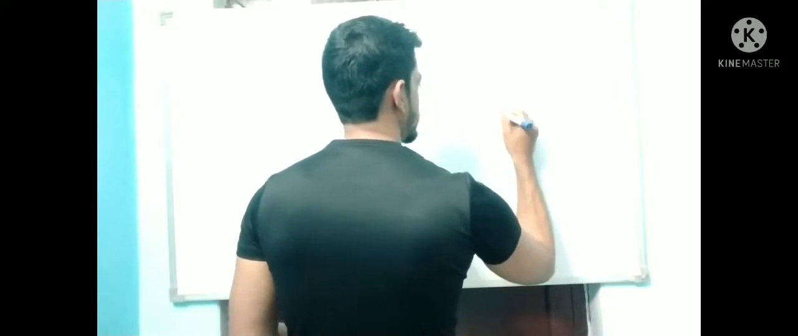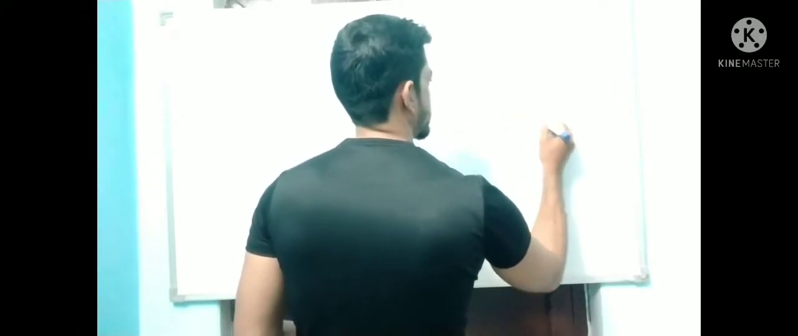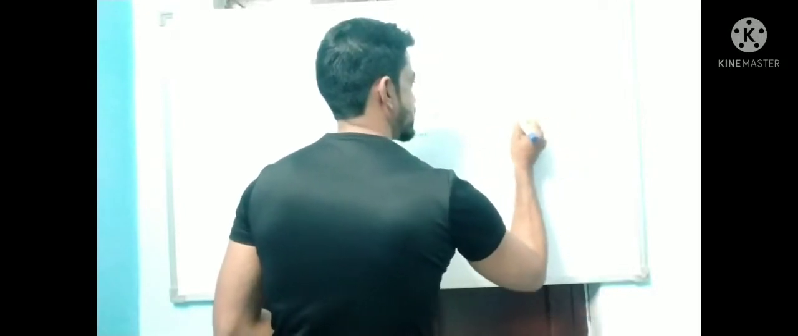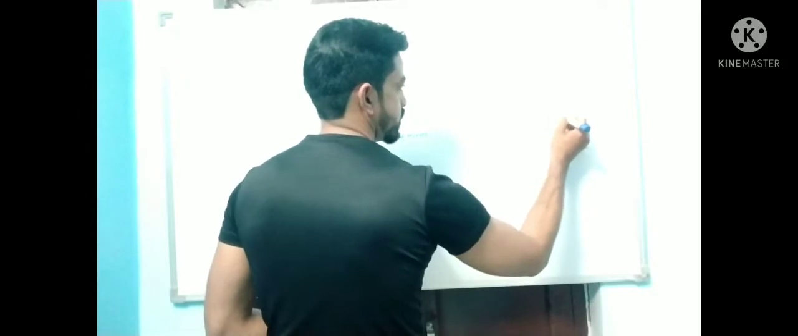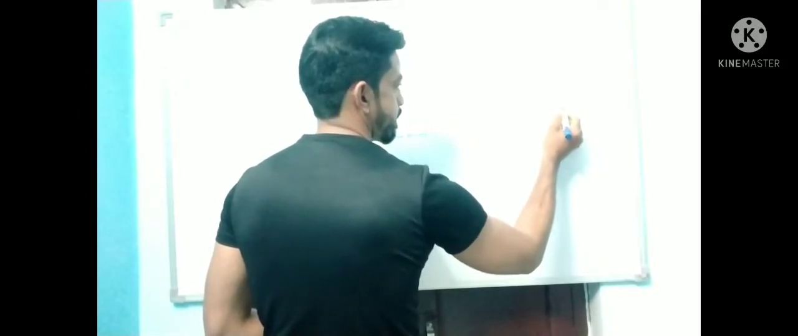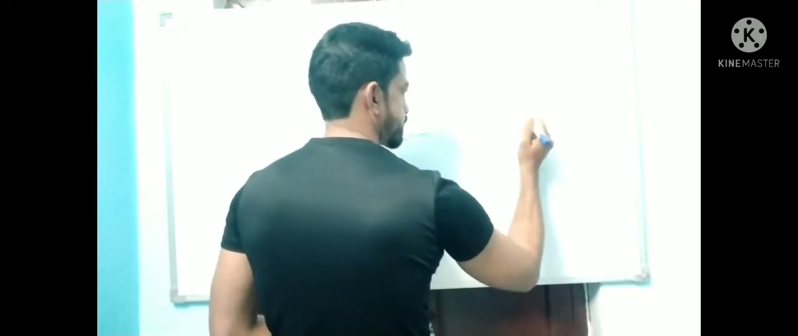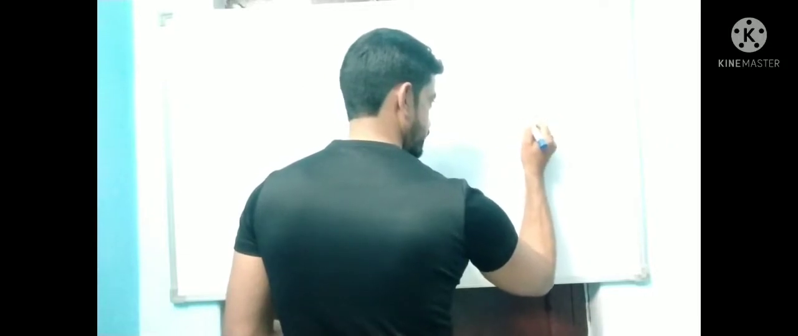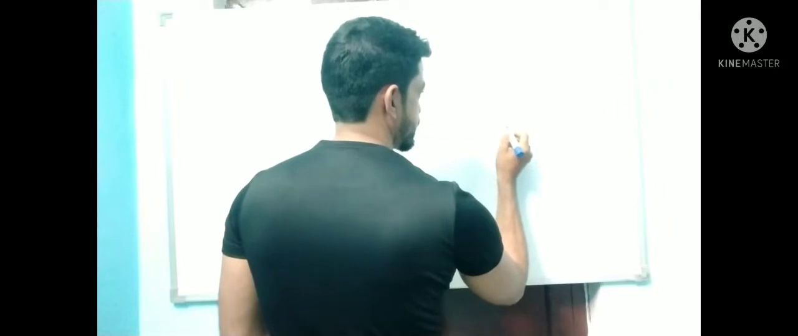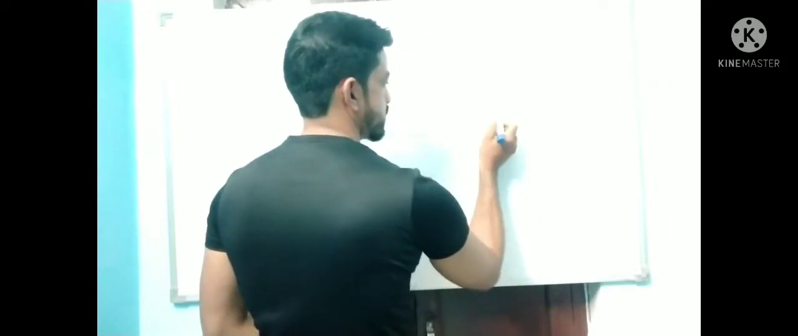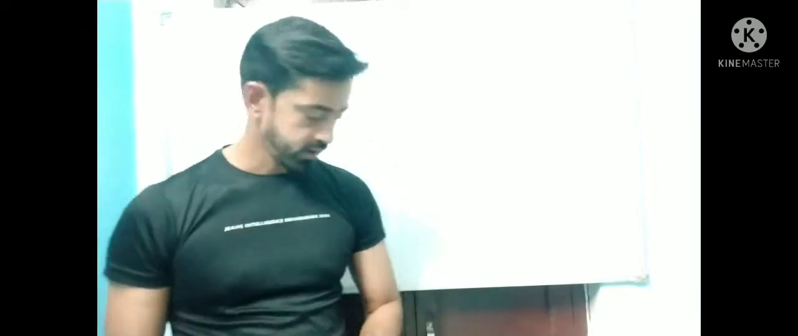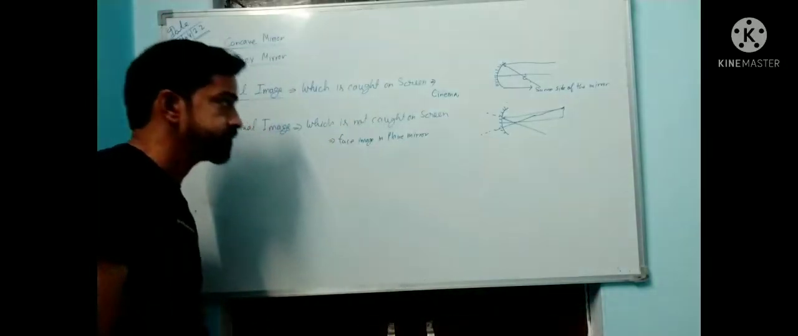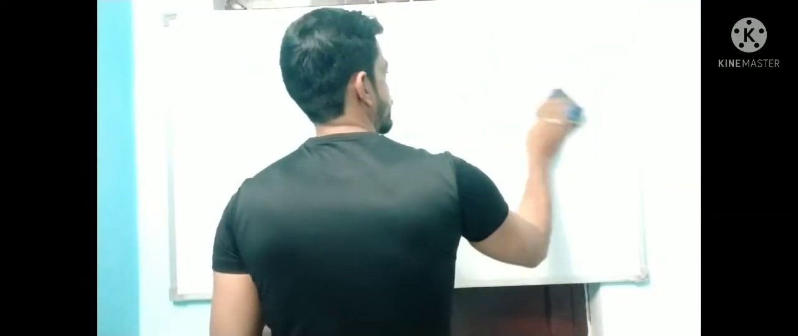Similarly, what is a virtual image? Virtual images are those images, suppose this is the principal axis and this is the incident light, and somehow the light is not meeting here. We find the image behind the mirror.